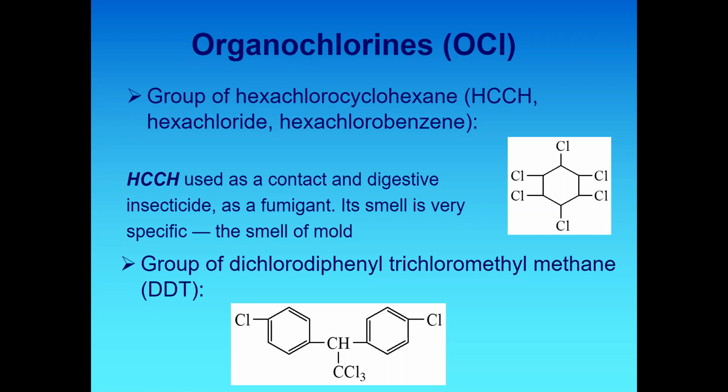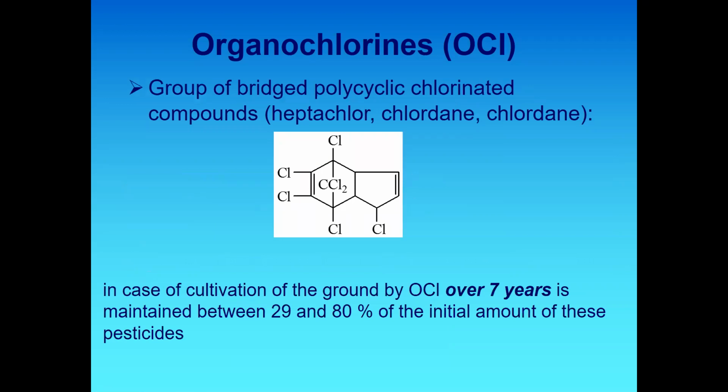Organochlorines. The first group is a group of hexachlorocyclohexane, or HCCH. HCCH is used as a contact and digestive insecticide, and as a fumigant. Its smell is very specific, the smell of mold. The second group is dichlorodiphenyltrichloroethane, or DDT. The third group is bridged polycyclic chlorinated compounds, heptachlor. In case of cultivation of the ground, over 7 years, between 99 and 80% of the initial amount of these pesticides is maintained.